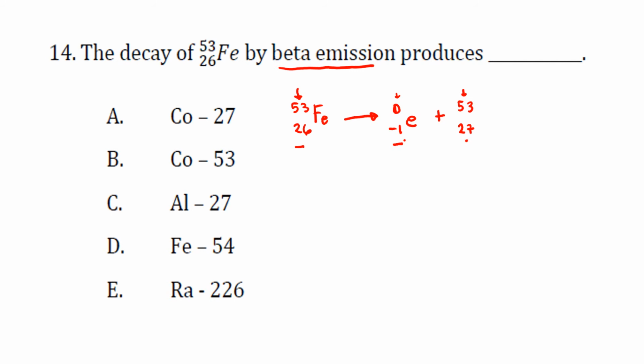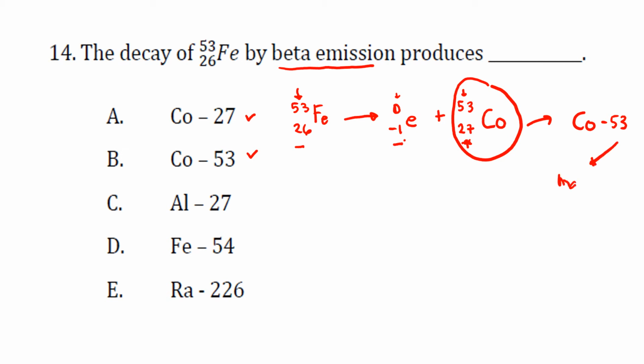To determine this element, we have to look at the periodic table for the element with an atomic number of 27, and that is actually cobalt. So if we look at the choices here, we are down to A or B. But what should the correct answer be? This particular product is known as cobalt-53, where 53 is the mass number, and that means our correct answer is letter B.